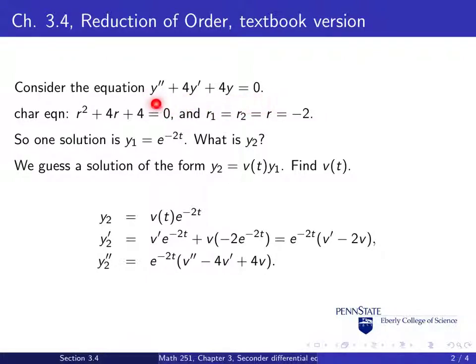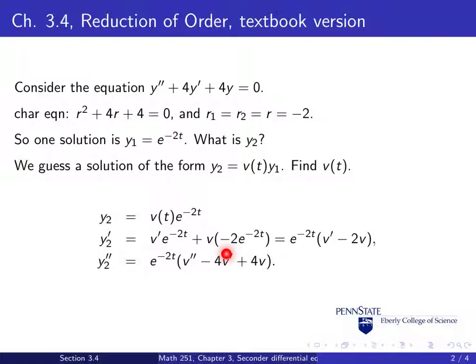To prepare ourselves for this process, I would write out what y2 is. y2 is v times y1. y1 is this exponential function, e to the -2t, which I plug here. I see I need the derivatives, so I prepare myself. For y2 prime, I will use the product rule on this expression and work it out. It will be v prime times the exponential function plus v times the derivative of the exponential function, which gets a -2 in the front.